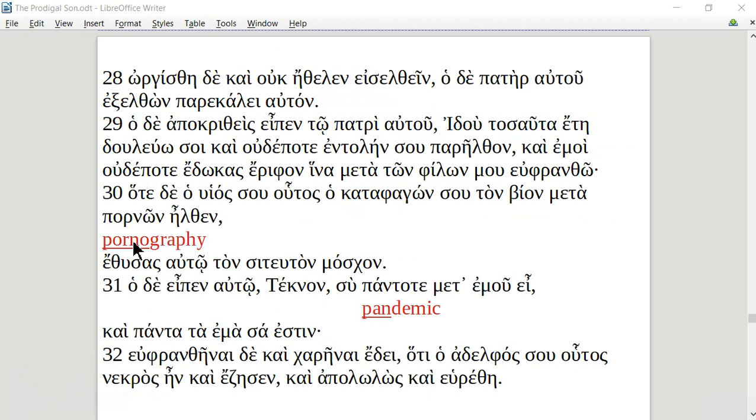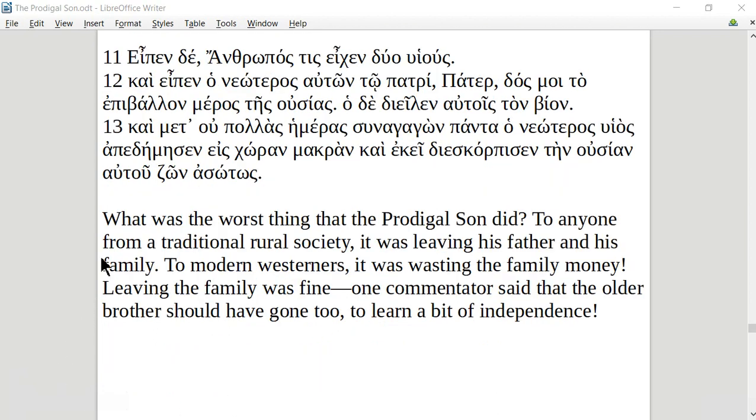Coming down here, pornon, prostitutes, so we get pornography, prostitute writing. Pantote, all the time. Pantote is all the time, and from this we get words like pandemic, a disease that goes to all places. So let's go again, and we'll read it and make some more comments, starting from the beginning again.